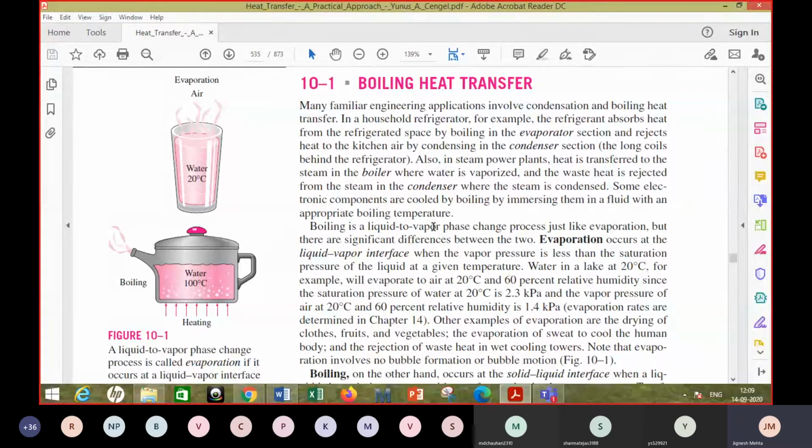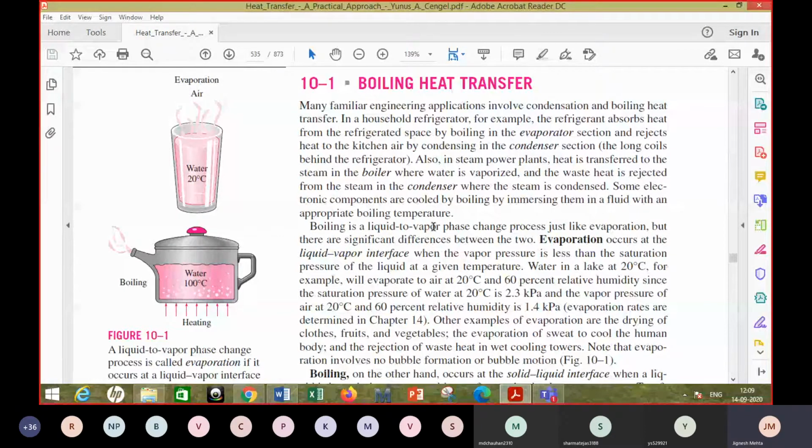So somebody may ask you, when you put wet clothes in the open, even if the water temperature does not reach the boiling temperature, that is 100 degrees Celsius, how do they get dried? So the answer to that is there is no boiling taking place. There is evaporation taking place. And that is actually convective mass transfer.